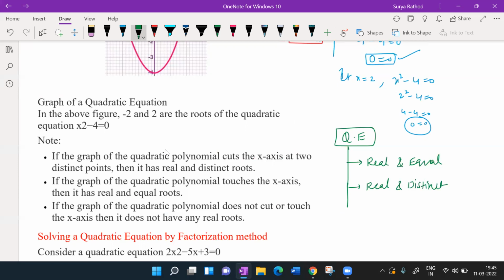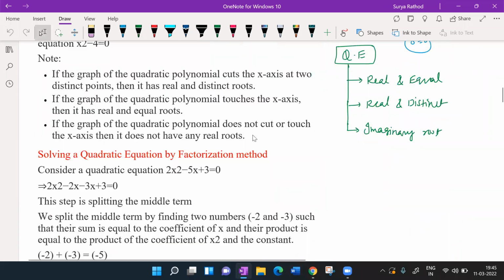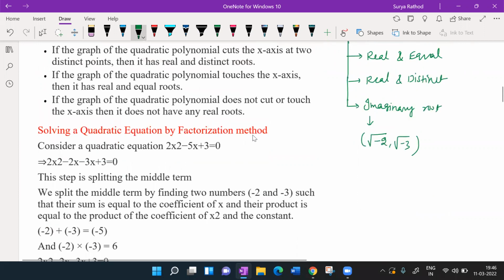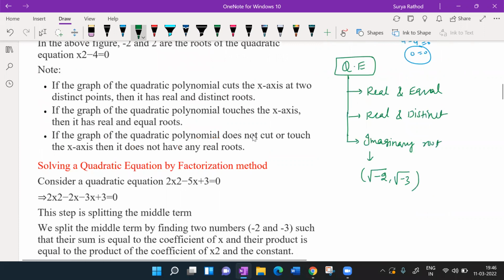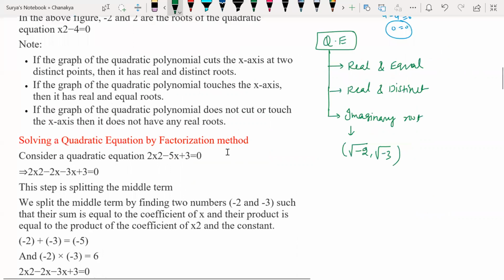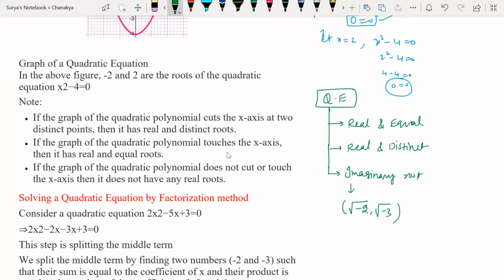And one more type of root you can have is an imaginary root. I told you an imaginary root is nothing but, if at all I get numbers whose square is negative, like square root of -2, square root of -3, something like that. Those types of numbers are imaginary roots. About imaginary roots, you'll be learning in a detailed manner in class 11th again. Don't worry. So a quadratic equation can have these types of roots: real and equal, real and distinct, and imaginary roots.